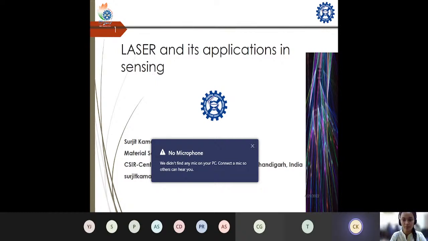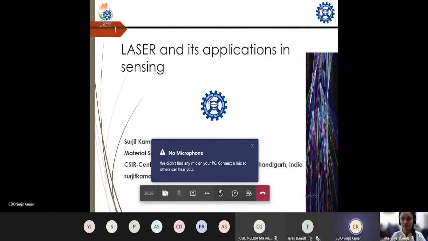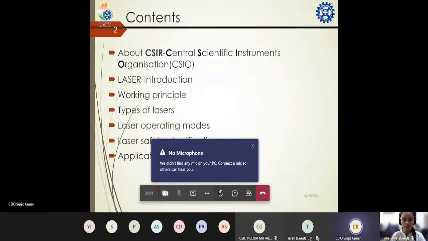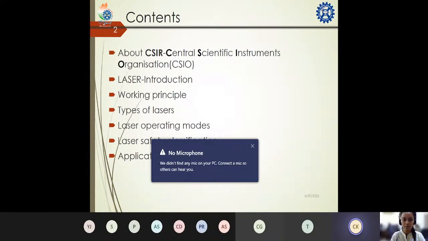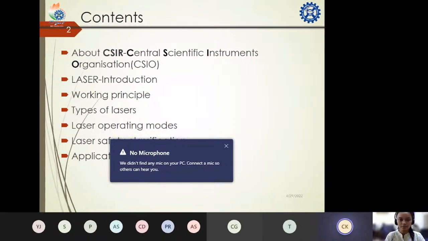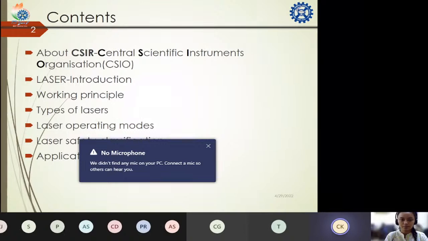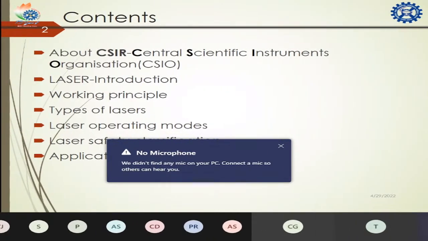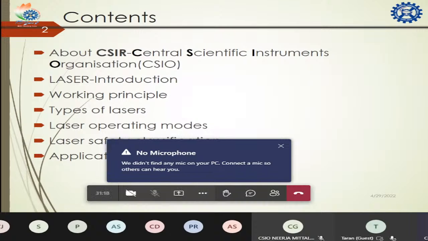A very good morning to everyone, and thank you, Isha, for your kind introduction. Today I'll be talking about the laser and its applications in sensing. Myself, Surjit Kaman, working as a scientist here in Material Science and Sensor Applications, CSIR, CSIO. These are the topics that I will be discussing during my presentation: about the CSIR, CSIO, laser introduction, working principles, types of lasers, laser operating modes, safety classifications, and applications of lasers.